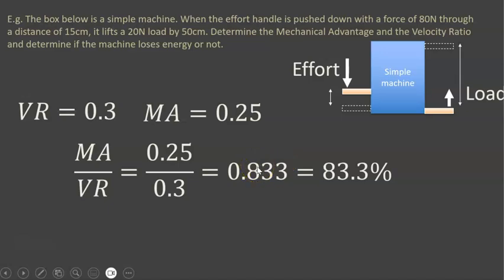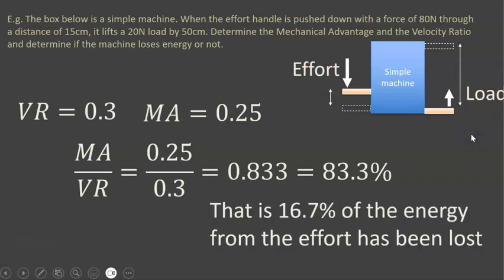Now I won't do this, but if you go through with the definition of work there, that ratio is going to be exactly the same as the ratio of the work provided, the work done to the load divided by the work that was done at the effort. So this is a ratio, a percentage of the work that is transferred from effort to the load. That is 83.3%, only 83.3% of the effort has gone through to the load. Taking the difference from 100%, that's 16.7% of the energy from the effort has been lost. So we've got some inefficiency in this system.